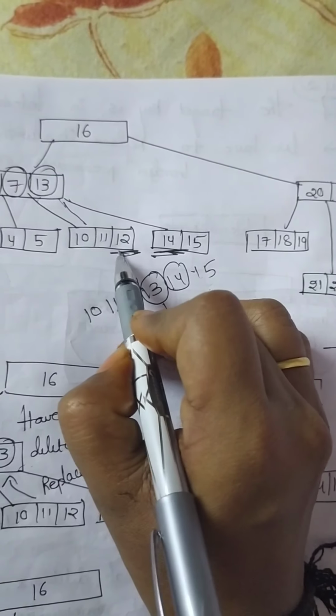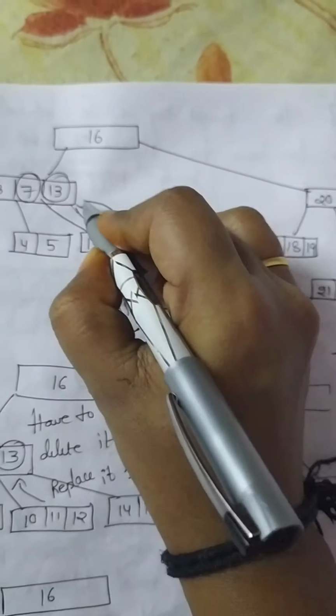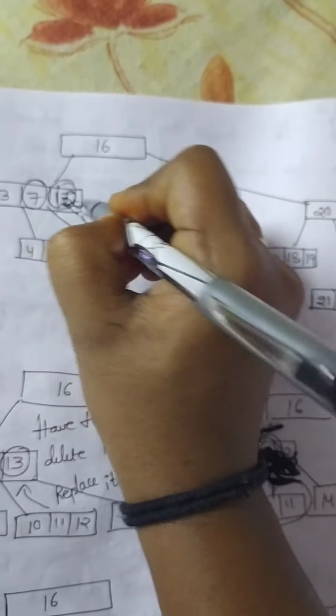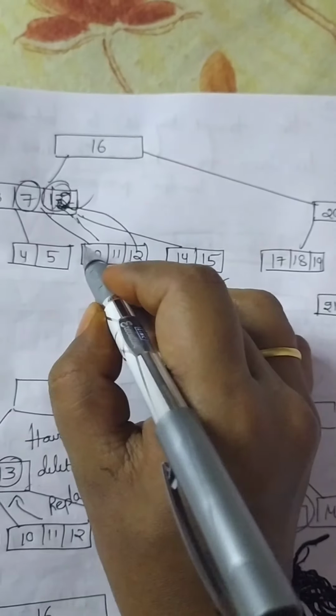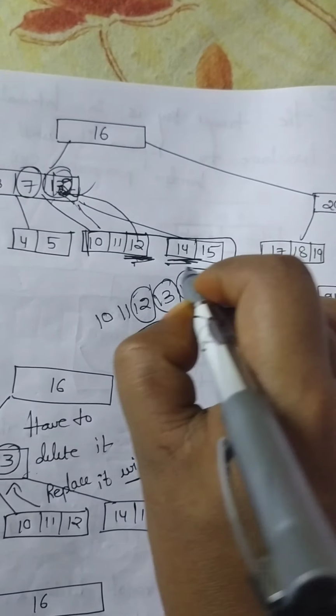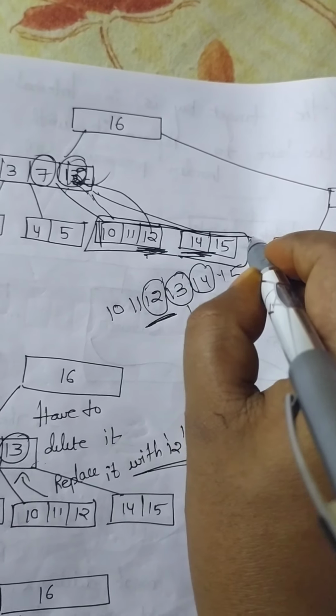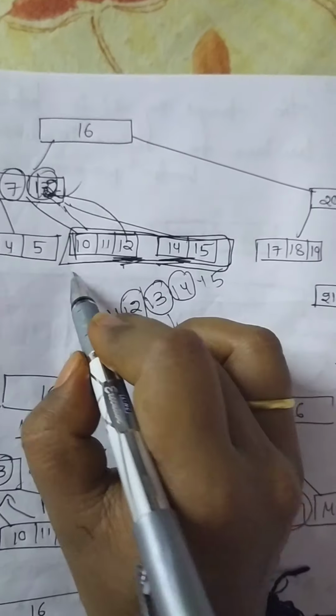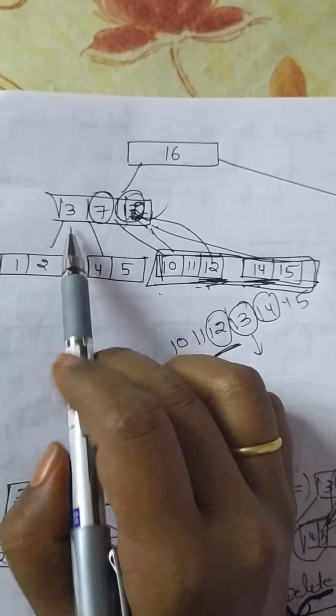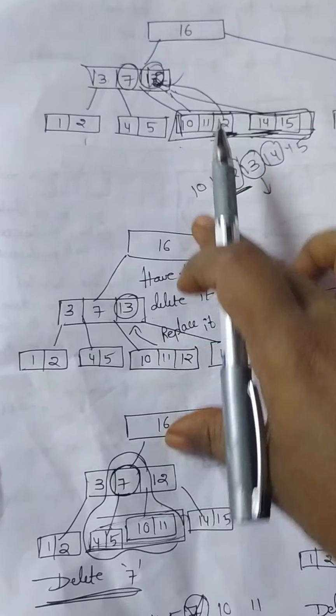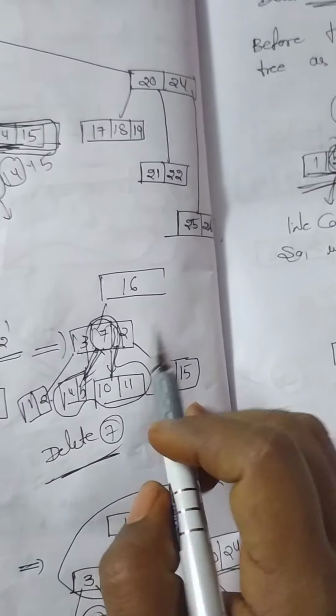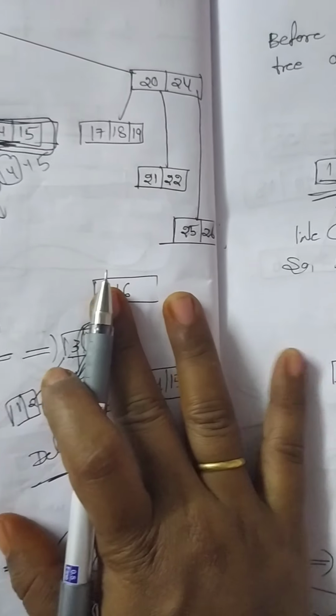So here we have to replace it with 12. Then 13 will be replaced as 12, and these two would be merged. And then 10, 11, 14, 15. Here this will happen like this.